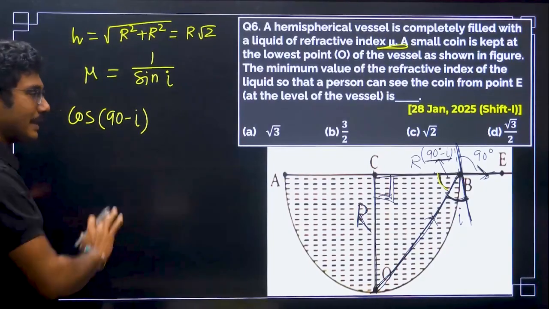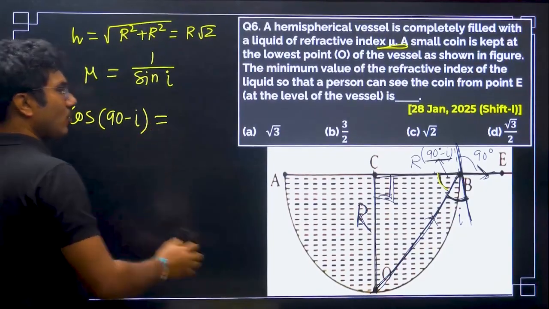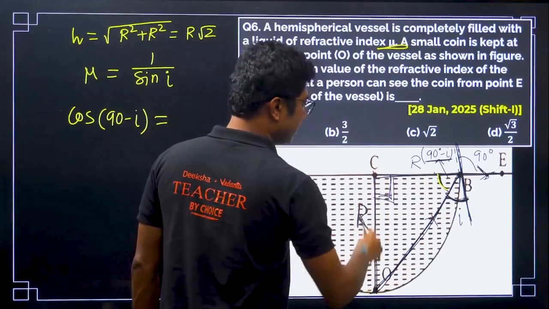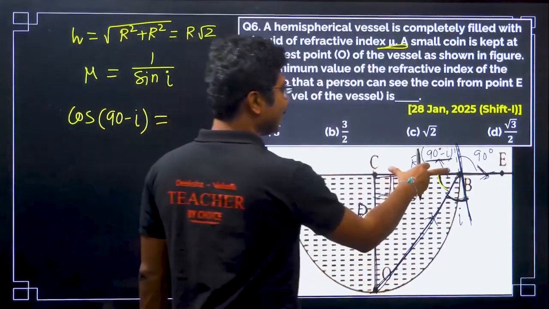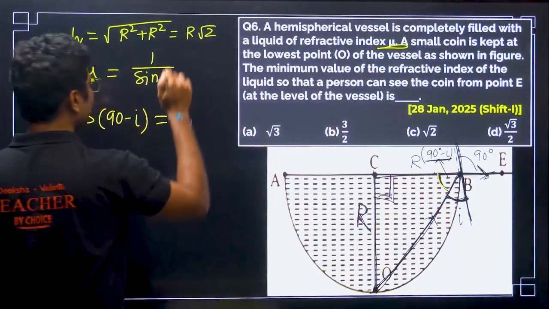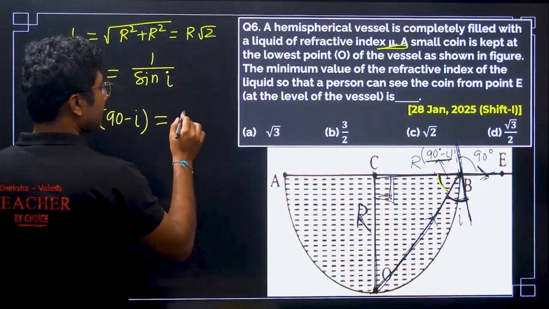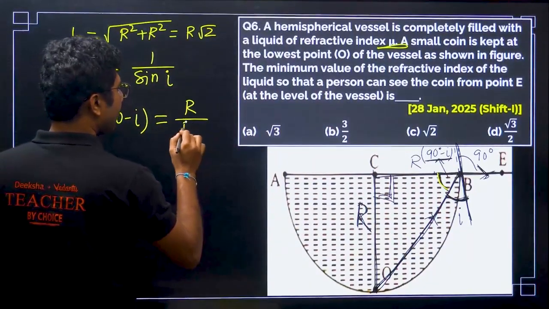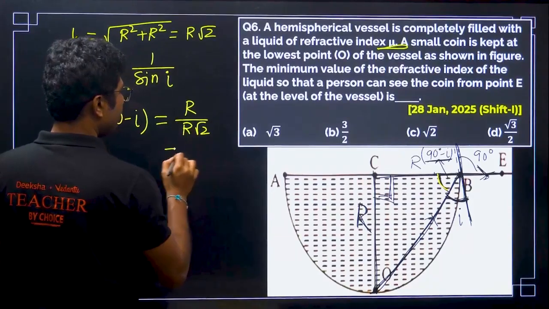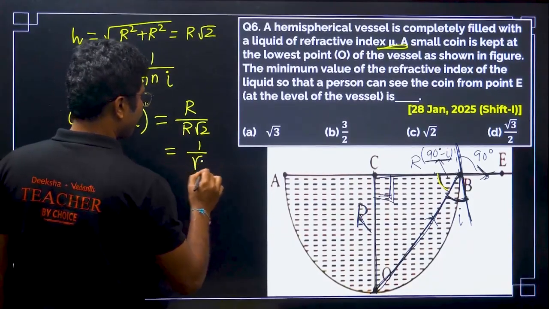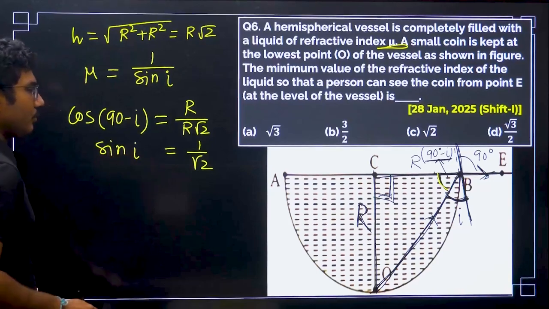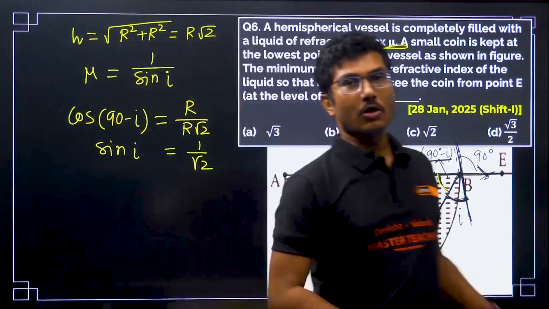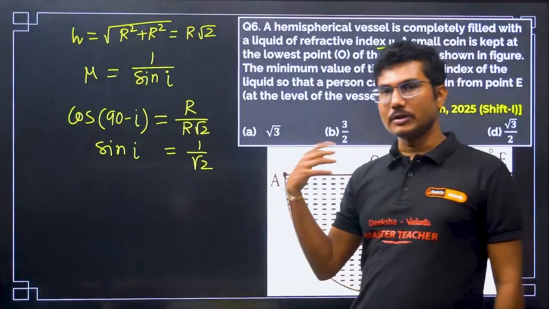So, be intelligent and try to find this value from this triangle. In this triangle the angle is 90 minus I. So, adjacent side is R, hypotenuse is R root 2. From here we can write this is R by R root 2, or this will be 1 upon root 2, right. So, sine I will be 1 by root 2. So, why sine I? Because cos 90 minus theta is equal to sine theta.